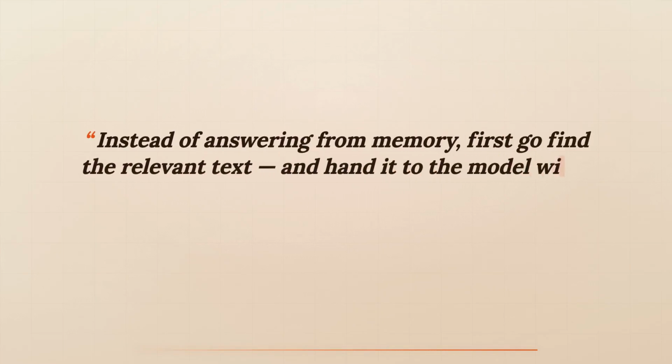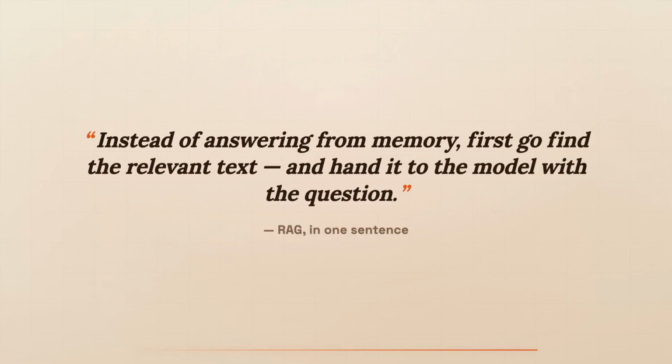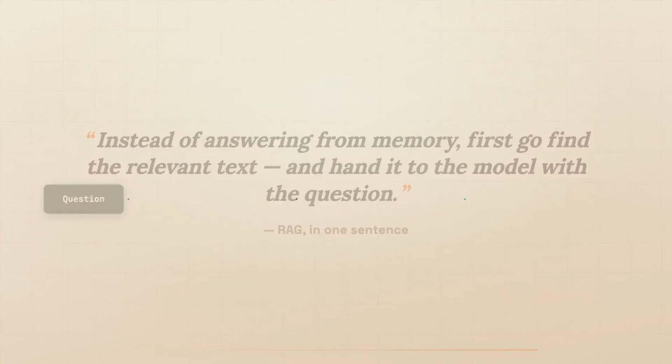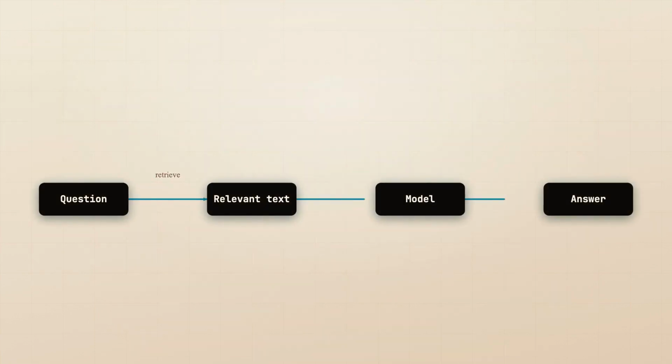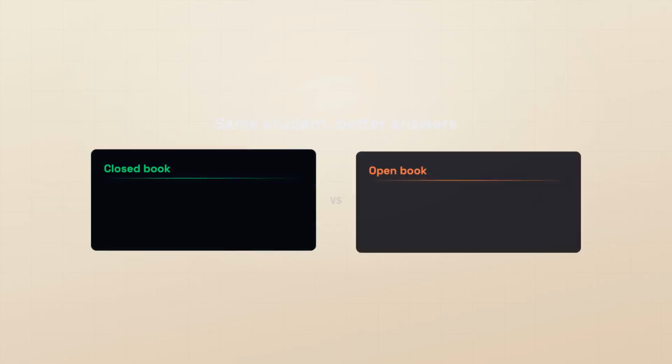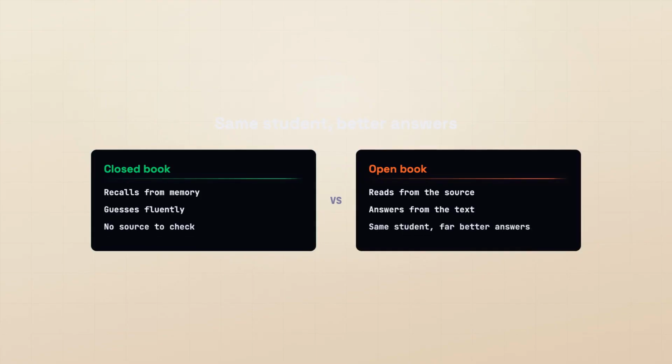Instead of asking the model to answer from memory, you first go find the relevant text, and you hand it to the model along with the question. That is RAG. Retrieval, then generation. You retrieve the facts, then the model generates the answer using those facts. It is the difference between a closed book exam and an open book exam. Same student, far better answers, because now it is reading from the source instead of recalling from memory.